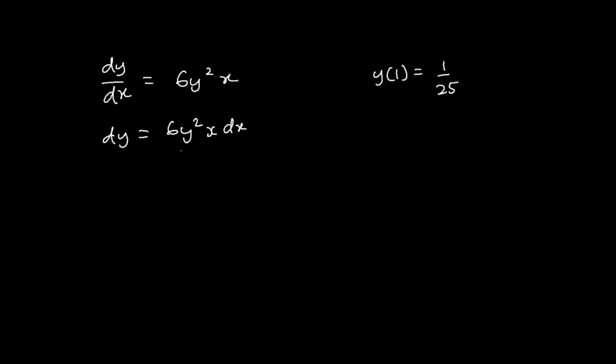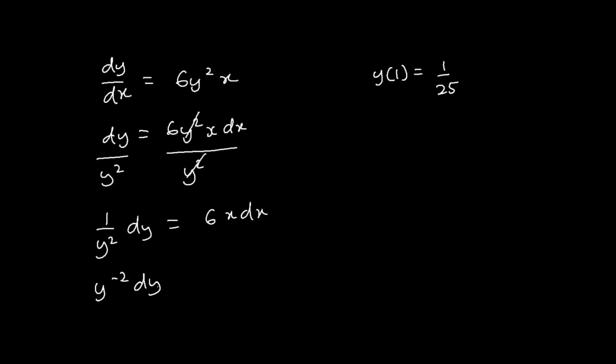So we have y squared here, but I want to group the terms where the y variable terms will be on one side and the x variable terms will be on the other side. So I just have to divide by y squared, and this y squared will cancel out this. So then I have 1 over y squared dy equals 6x dx. Okay, this is what you have now. I can write this as y to the power minus 2 dy equals 6x dx.